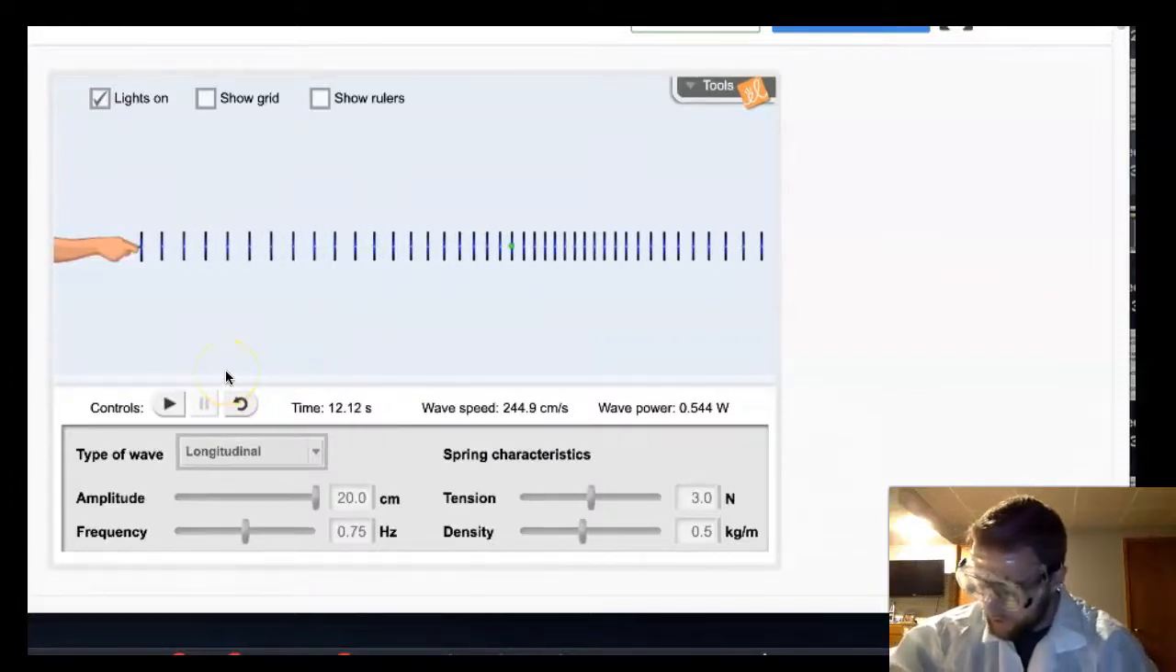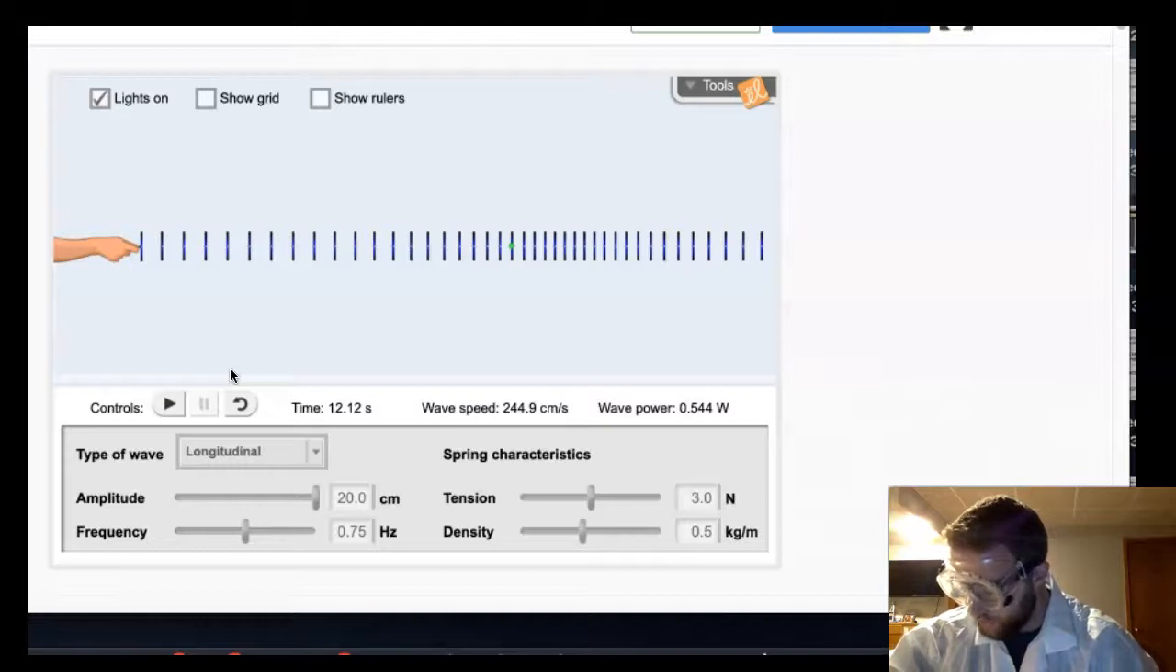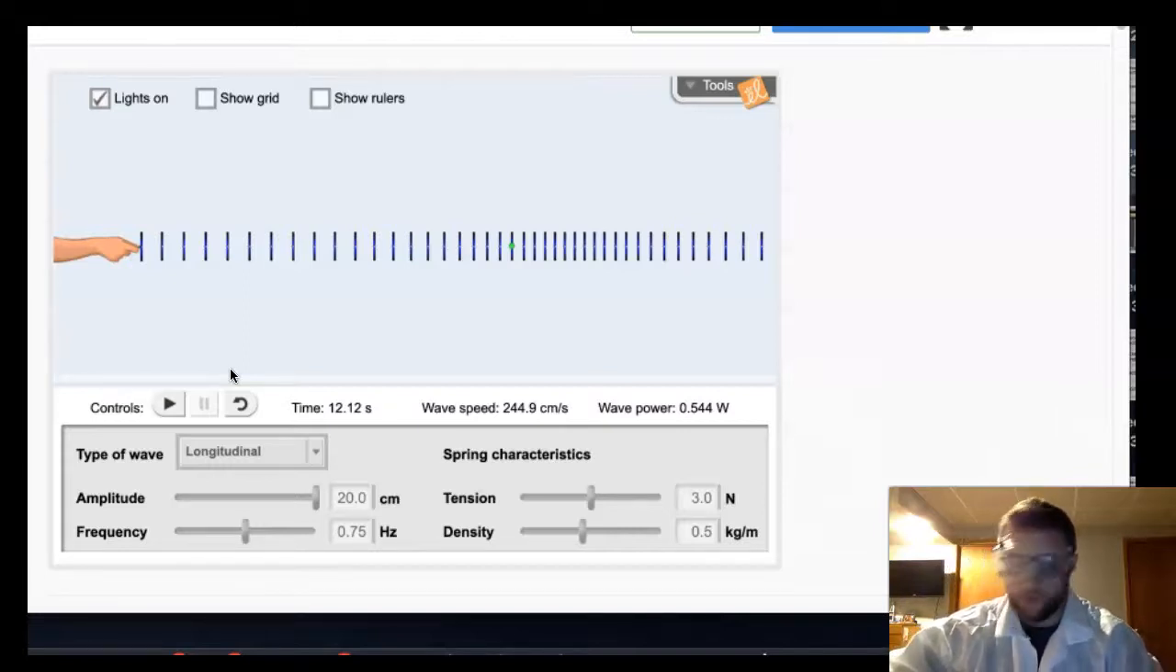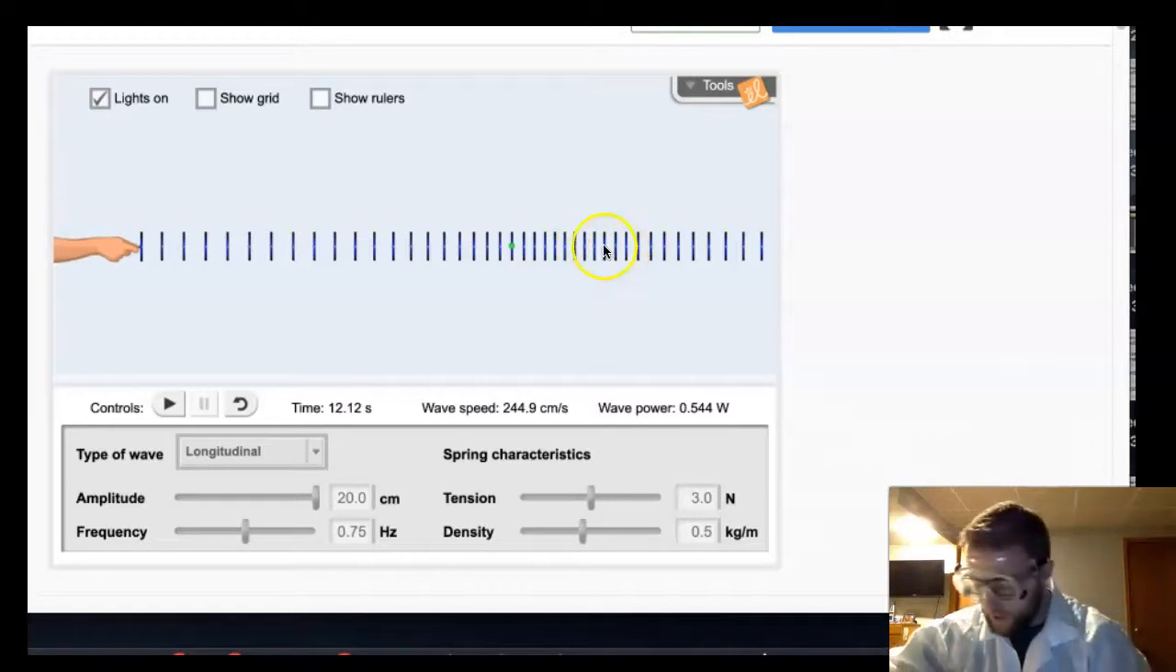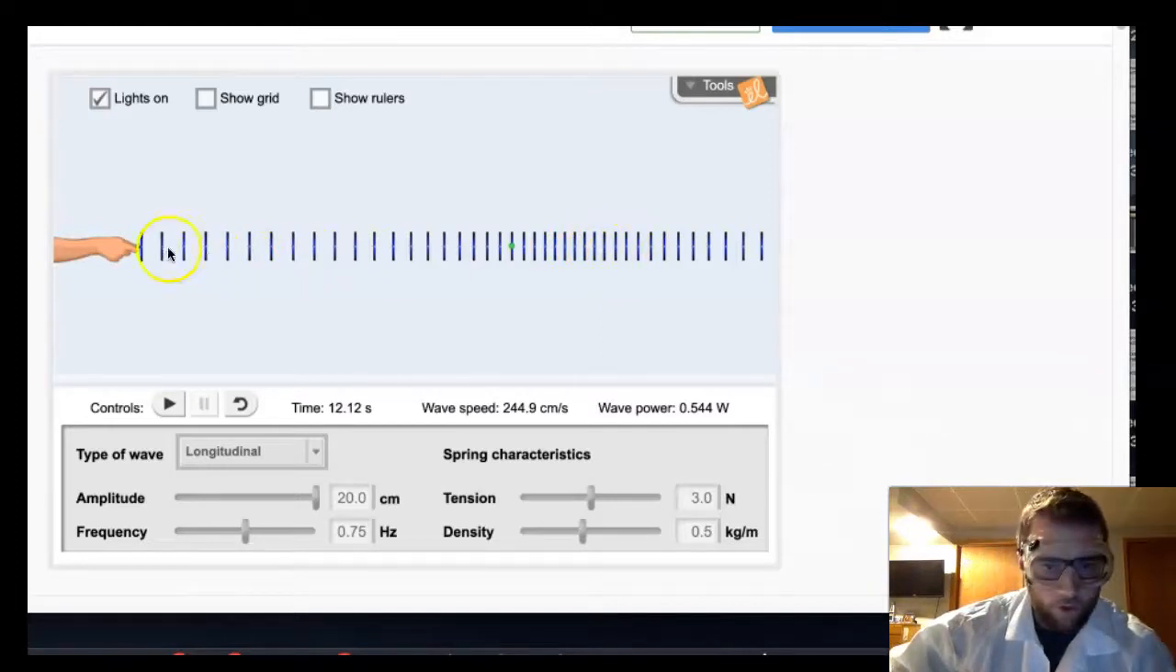Notice the compressions in the wave, where the coils of the spring model are close together, and the rarefactions, where the coils are spread apart. Our compressions would be right in here. See how these lines in the spring are all very close together? That would be an example of a compression. A rarefaction is where the coils are nice and spread apart, like right over here.